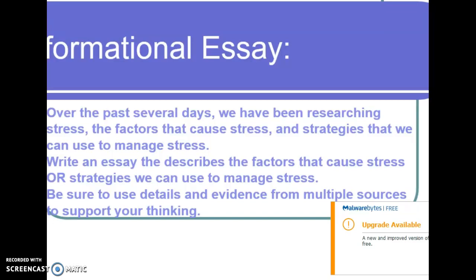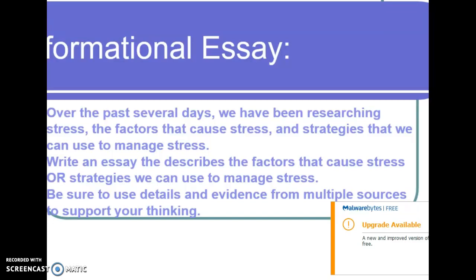Write an essay that describes the factors that cause stress or strategies we can use to manage stress. Be sure to use details and evidence from multiple sources to support your thinking. So you're going to have a choice to make, and I would suggest that you let your research guide that choice. Would you like to write your essay on different factors that cause teen stress? Or would you like to offer solutions that describe different ways that we can manage stress based on the research that you've completed, based on the evidence you collected?